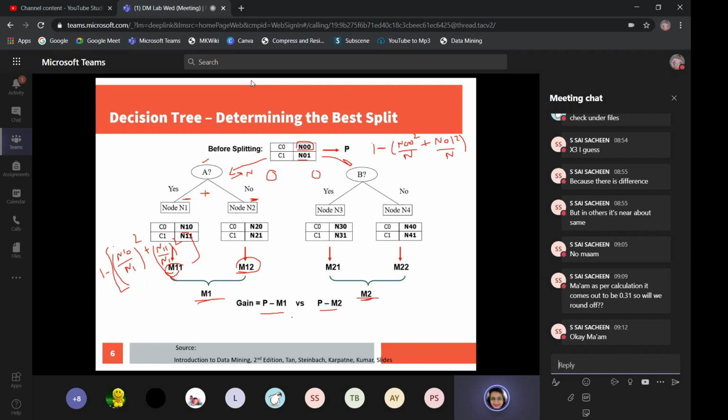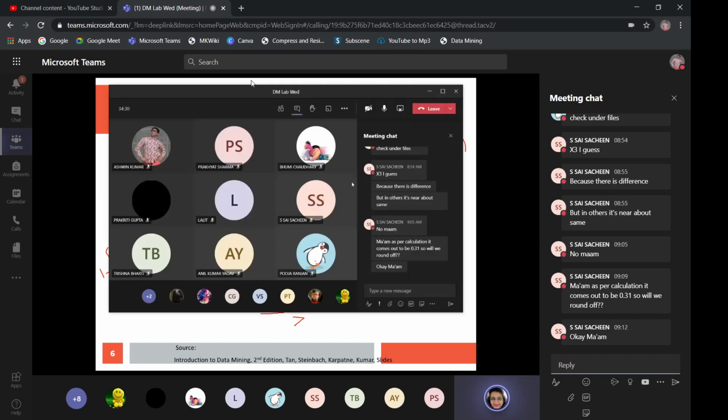Which one is greater? Suppose this is greater, then you are going to pick attribute A and split on this. If this is not greater, this is greater, then you are going to pick attribute B and split on this. So this is how you are going to compute. I know it might be a little confusing right now, but when you start doing it, you will get the hang of it. Questions?